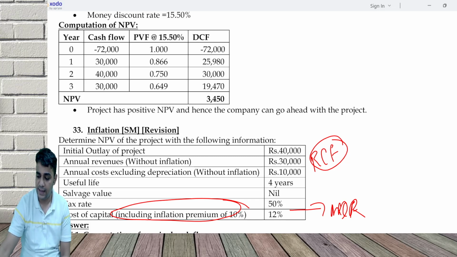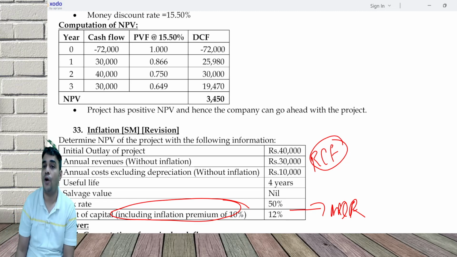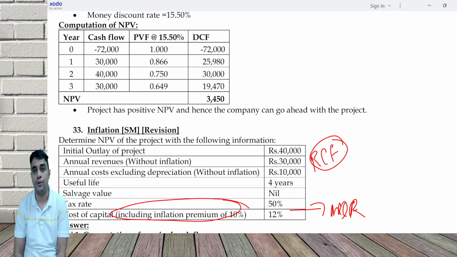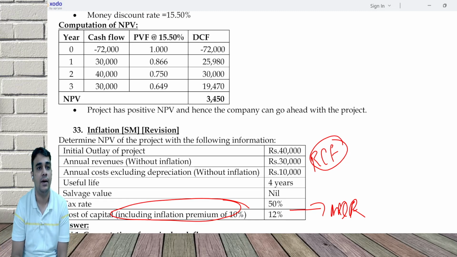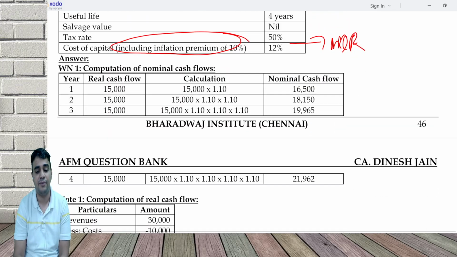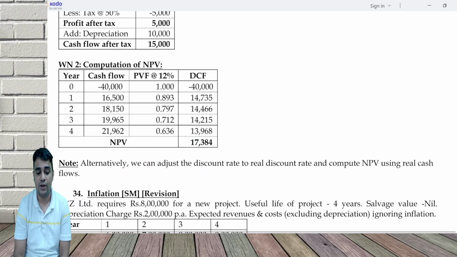In this question, ICI would have followed an approach of converting your cash flows. In the last question, they followed an approach of converting the discount rate. Which one to follow doesn't really matter. Here we have converted the cash flows and got the answer.